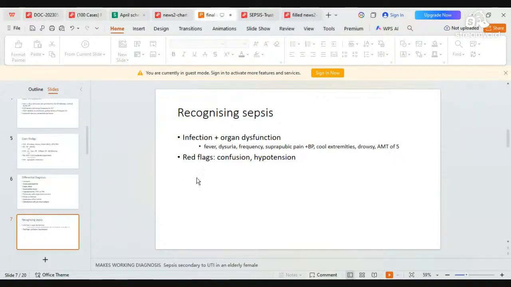Right, so the patient is drowsy, AMT of 5, maybe confusion and hypotension. I found them to be my red flags. So this makes me think that in this case, I may be dealing with sepsis secondary to UTI in an elderly female.